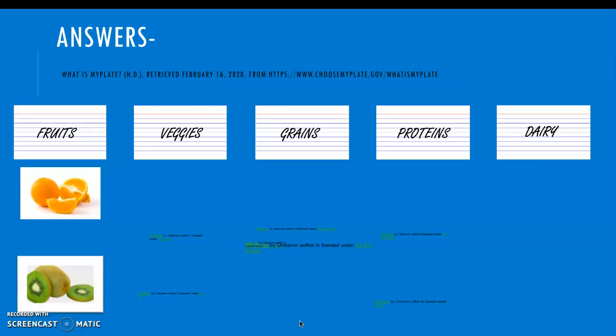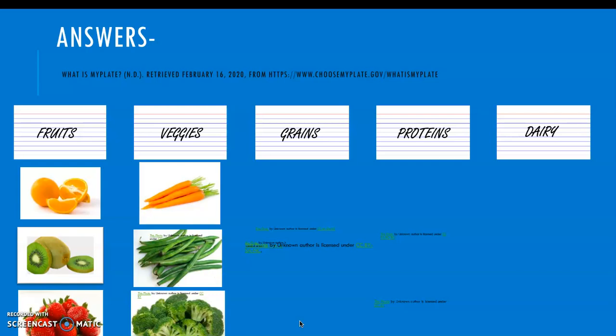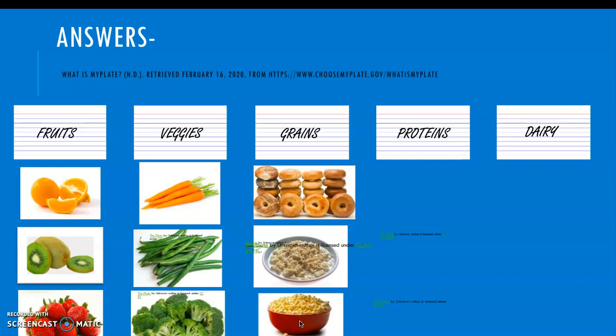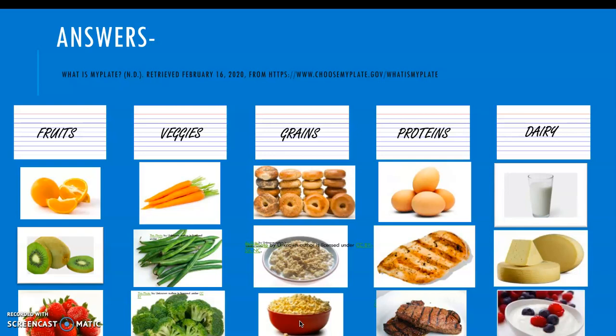So these are the pictures that will be included under fruits: oranges, kiwi, strawberry; veggies: carrots, green beans, and broccoli; grains: just simple bagels, oatmeal, and popcorn; proteins: eggs, chicken, and steak; dairy: milk, cheese, and yogurt. And that came from foods based off of the myplate model and what types of foods fall under each category.